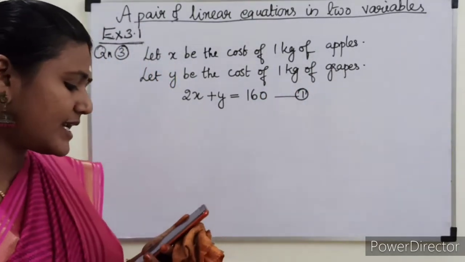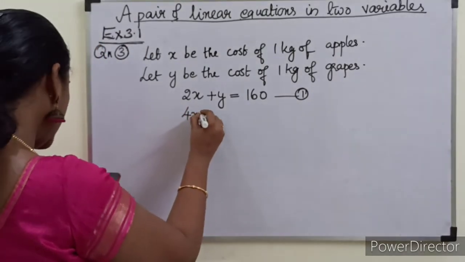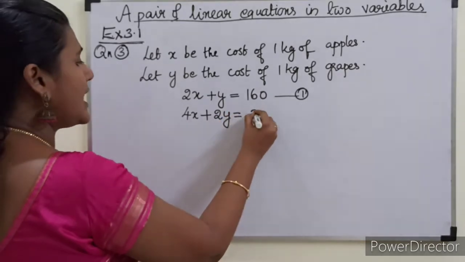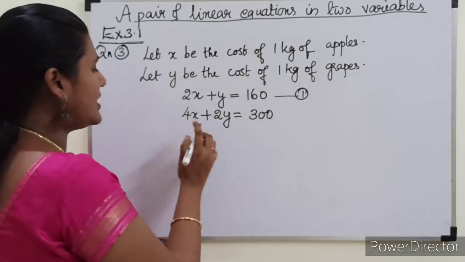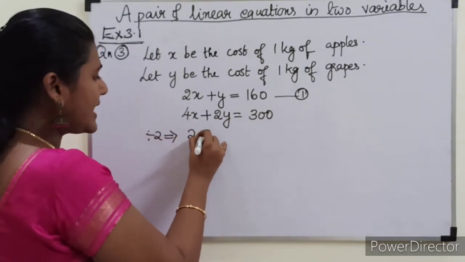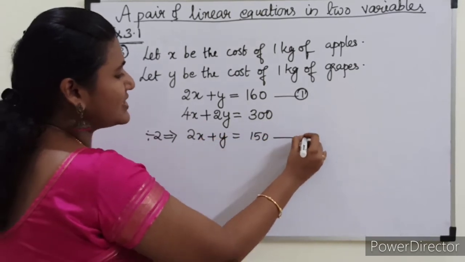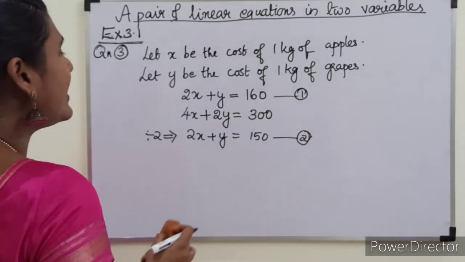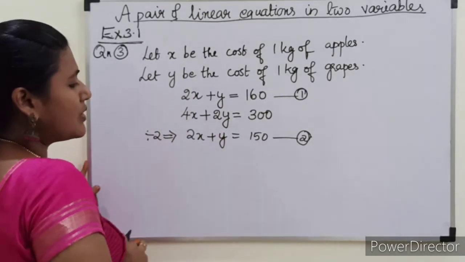Now the second condition is 4 kg of apple, that is 4x, plus 2 kg of grapes, that is 2y, is equal to 300. Here we can further simplify this equation. We can divide by 2, so we will get 2x plus y is equal to 150. So this is the second equation. Now we have two equations: 2x plus y is equal to 160 and 2x plus y is equal to 150.